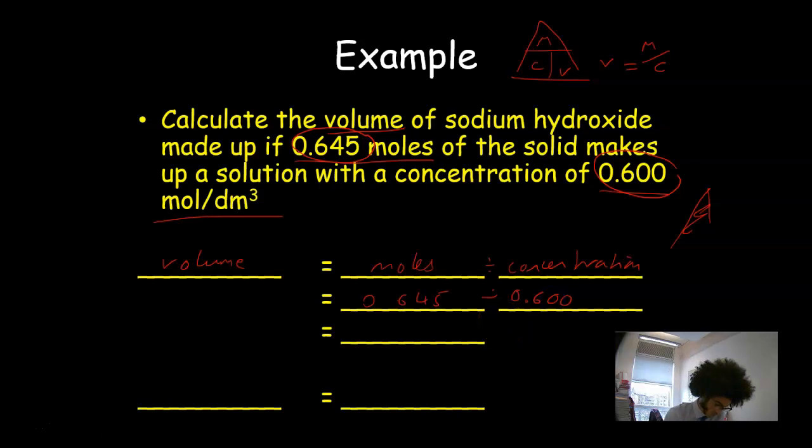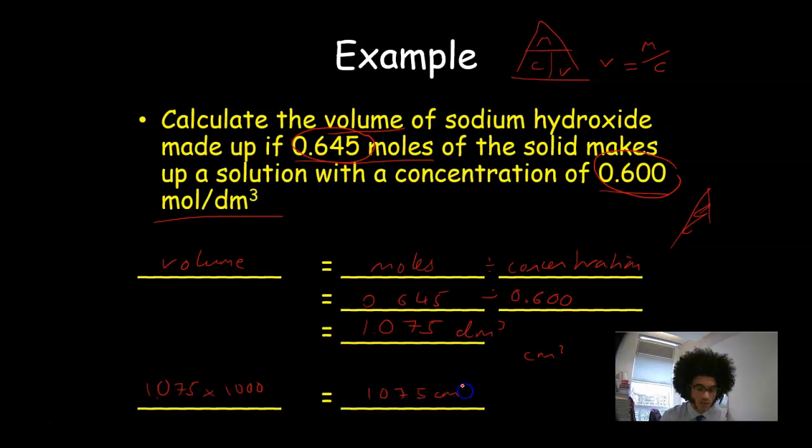So I put that in my calculator. What's that? 0.645 over 0.6 gives me 1.075 decimeter cubed. Now you might sometimes be asked to put your answer in centimeter cubed, and if you have to do that, you just have to multiply it by 1,000. So 1.075 times 1,000 gives you 1075 centimeter cubed.